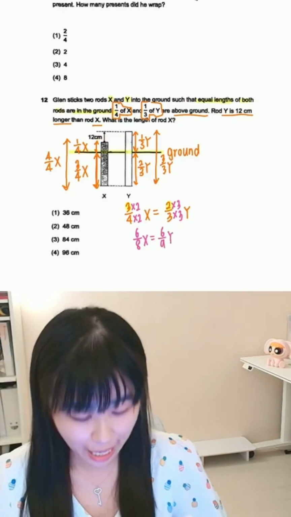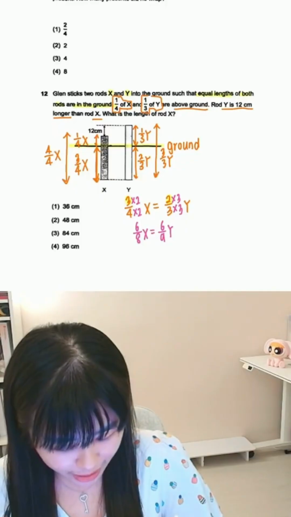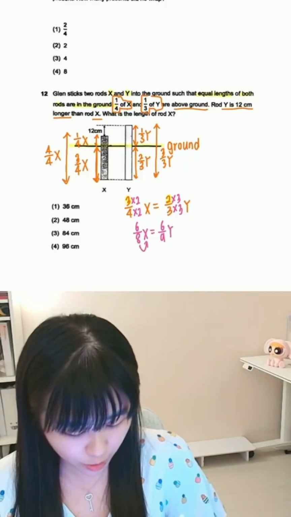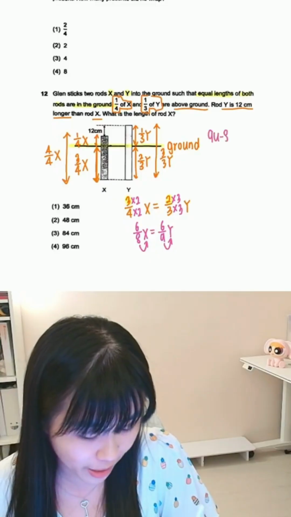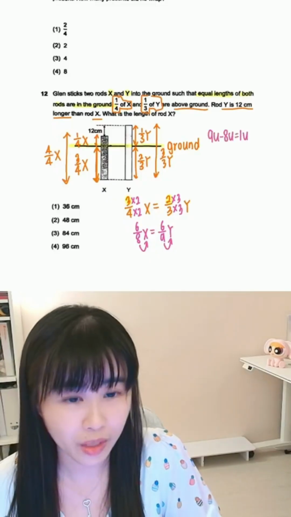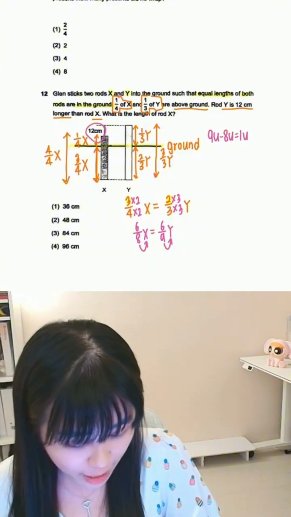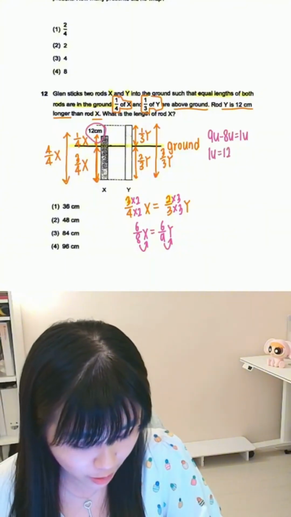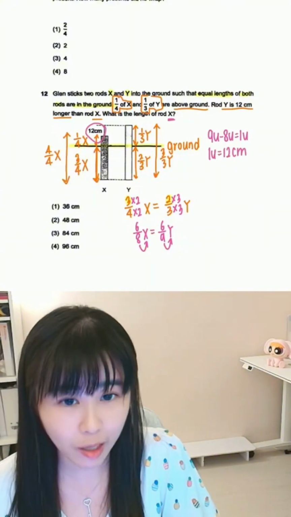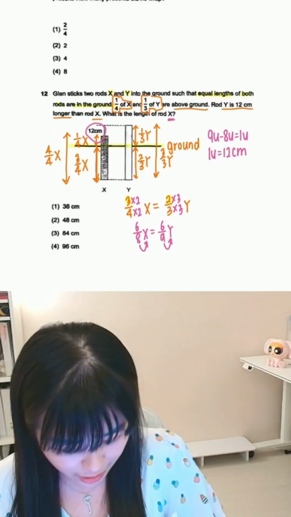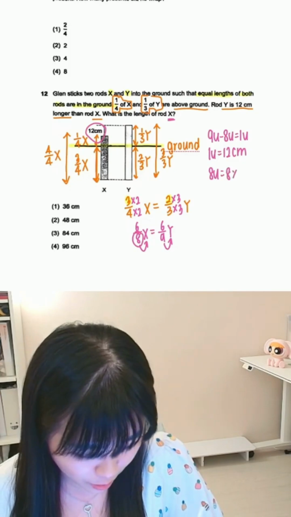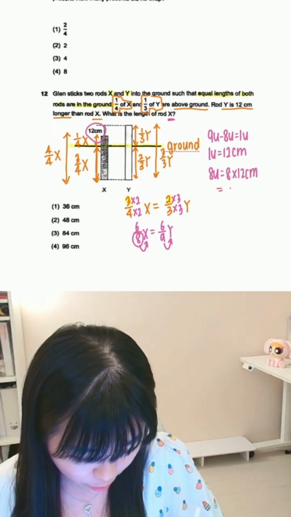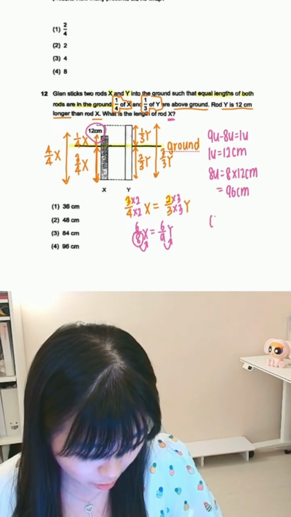Like this. So now you can say, okay, total of my x is 8 units, total of my y is 9 units. So their difference is 9 units minus 8 units is 1 unit. The difference is actually 12 cm. So 1 unit is 12 cm. And if they want the length of rod x, look here, it's 8 units, right? So it will be 8 times 12 cm. That's how you'll get 96 cm. Okay, answer is 4.